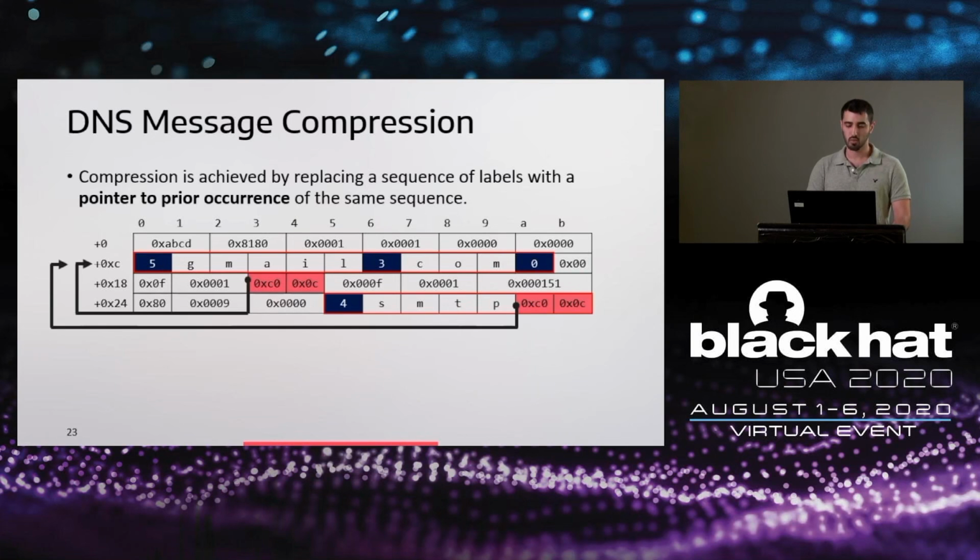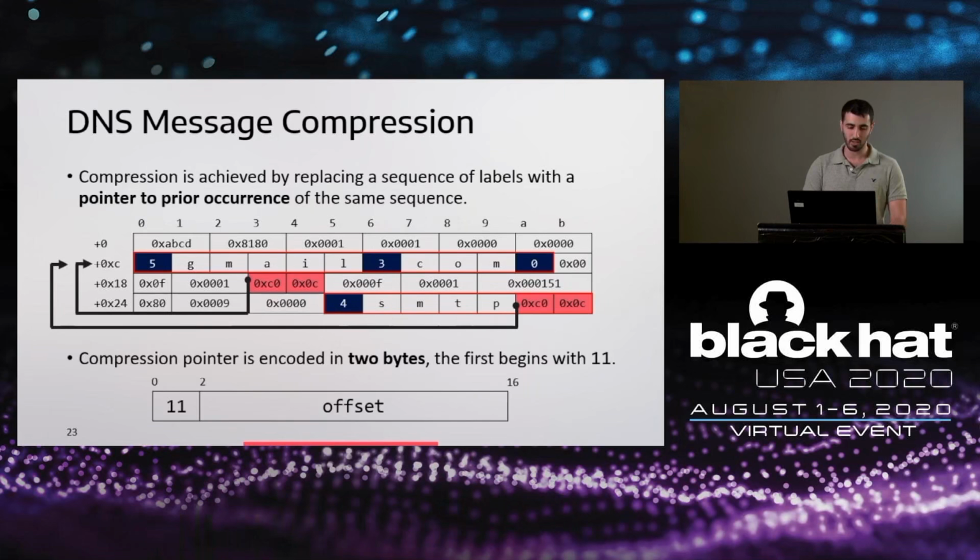We replace it with a pointer to the offset from the start of the header where it is written. So if you want to write smtp.gmail.com, we only need to write smtp, the first label, literally, and the next two labels are specified using the compression pointer. So in this scheme, compression pointers are encoded in 2 bytes. The first byte begins with 1 as the most significant bits, and the other 14 bits specify an offset from the start of the header.